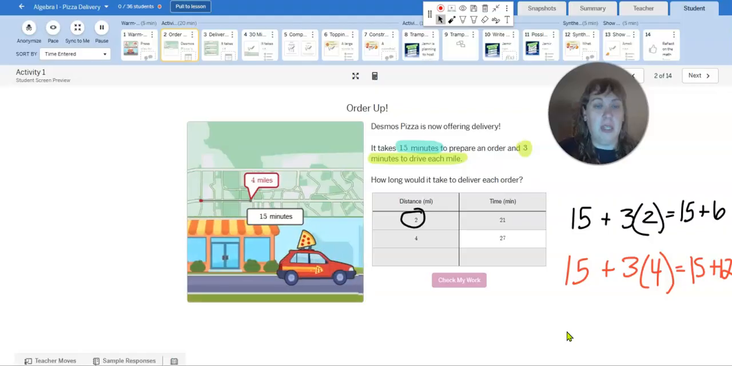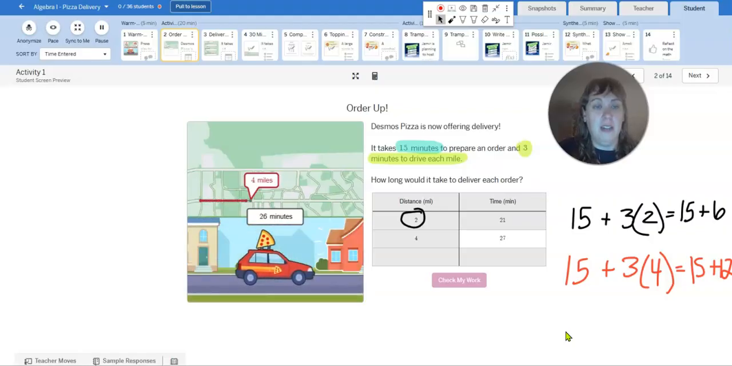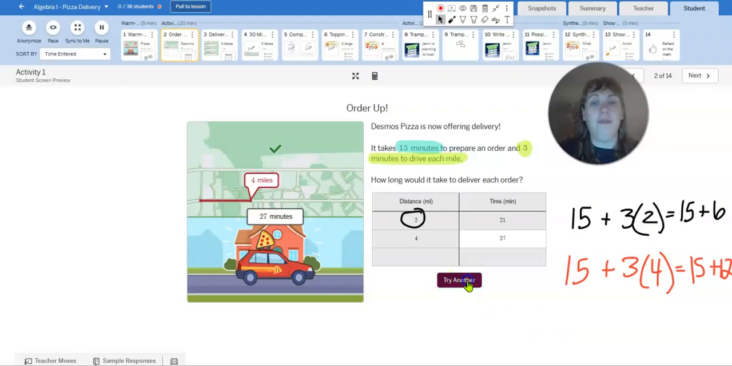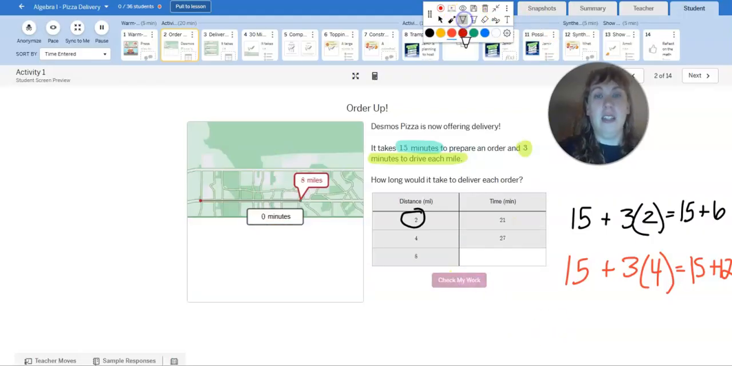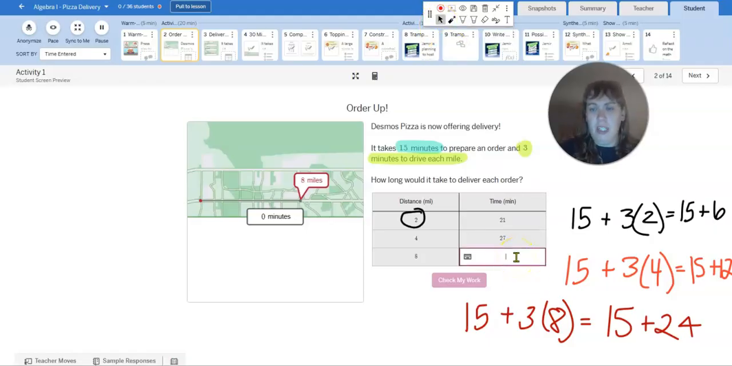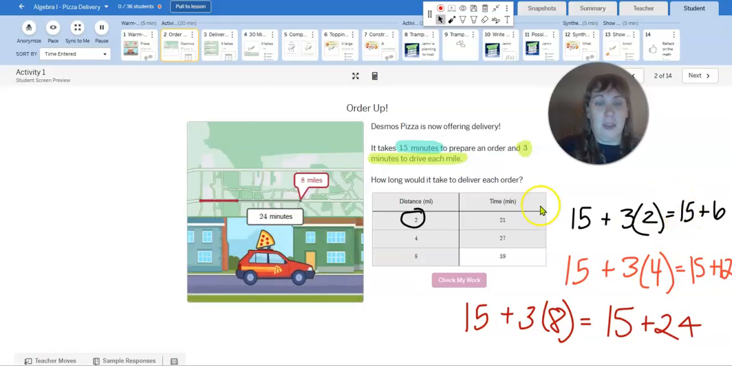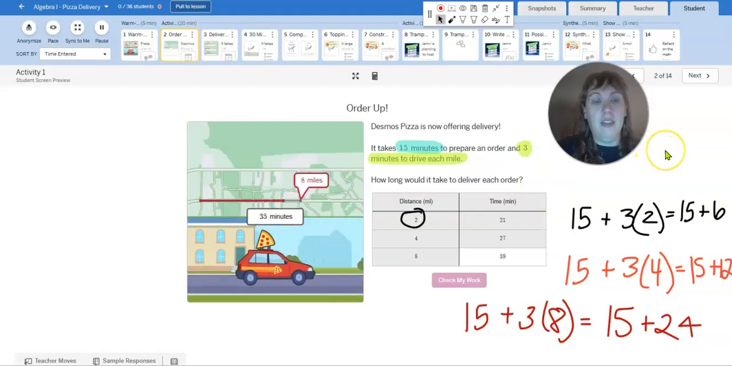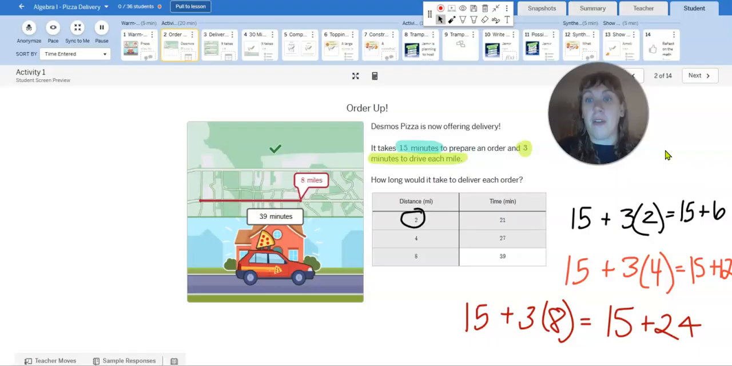There's that 15 minutes for the pizza. Now it's on its way. And it has arrived. Beautiful. Let's try one more for 8. 15 minutes plus 3 times 8 since we're driving 8 miles, which is 15 plus 24, which gets us to 39. There's our pizza being made. And then we're driving and it's delivered in 39 minutes. Perfect. Make sure to have these plugged in and then push to slide 3.